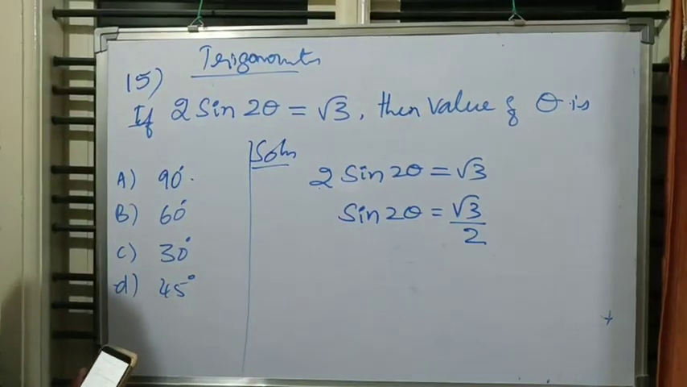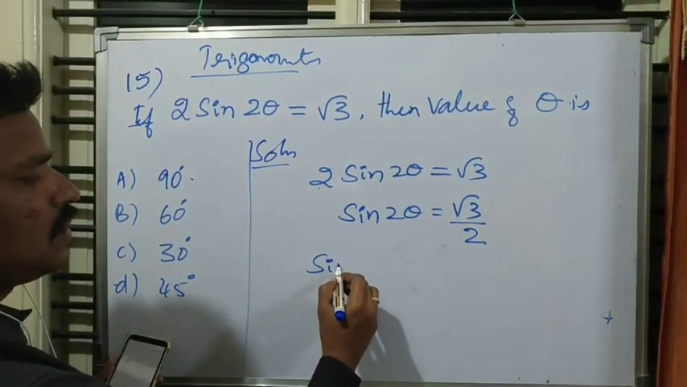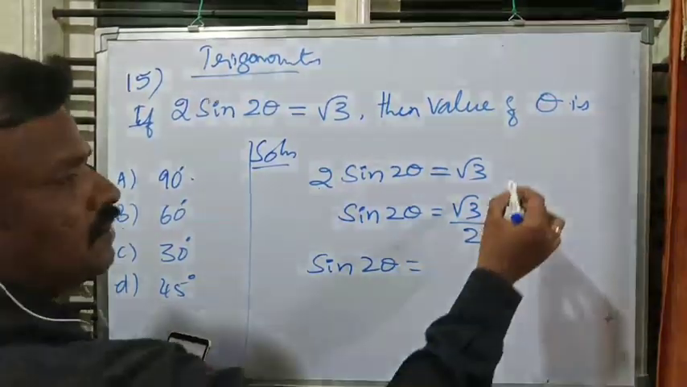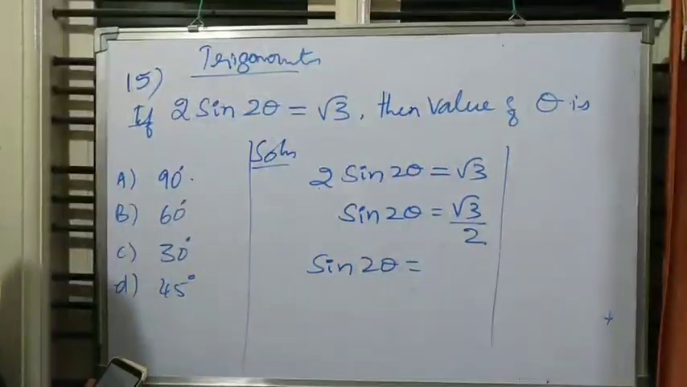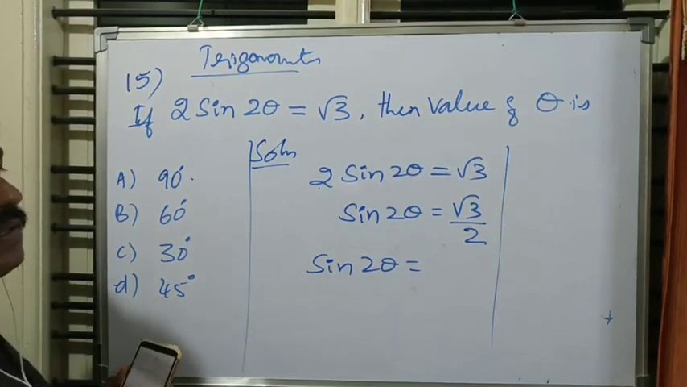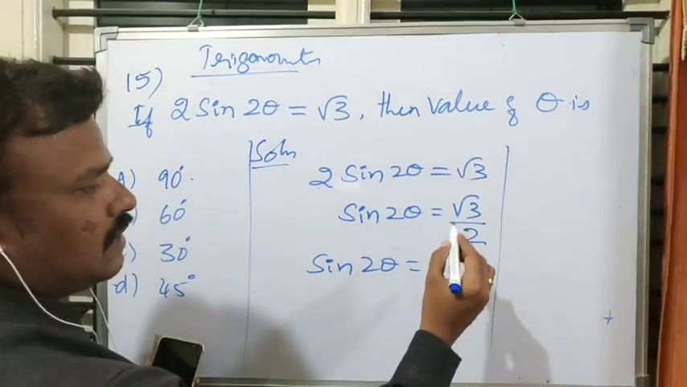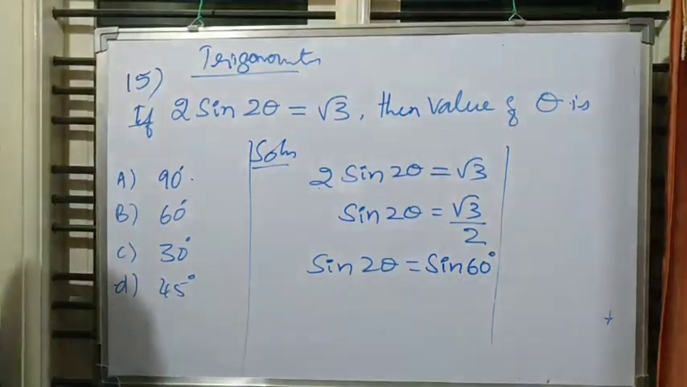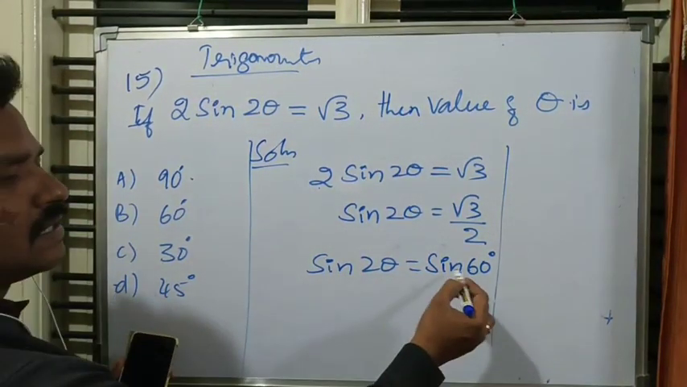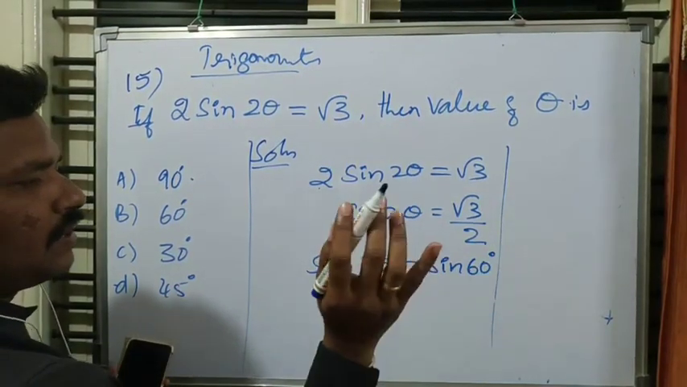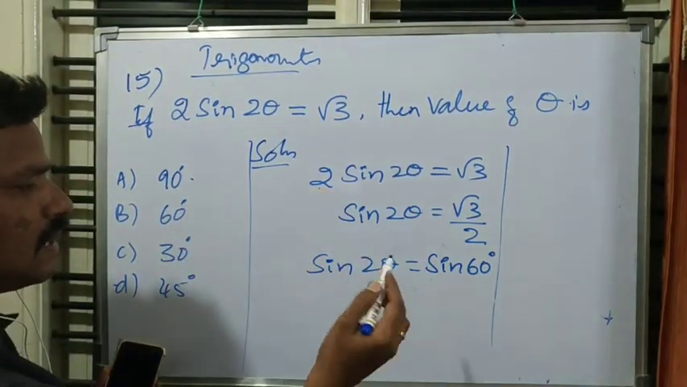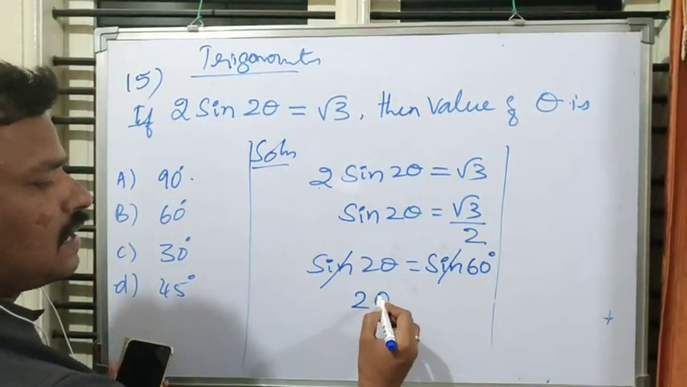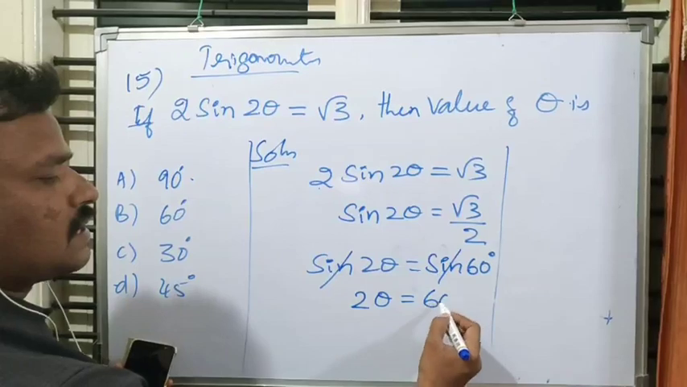Then, very simple, keep sin 2 theta as it is. You know the root 3 by 2 value in your standard angle box. Root 3 by 2 is equal to sine 60 degrees. Sine 60 degrees value is root 3 by 2 according to that standard angle box. So then sine gets cancelled, remaining on the LHS 2 theta, and here 60 degrees.